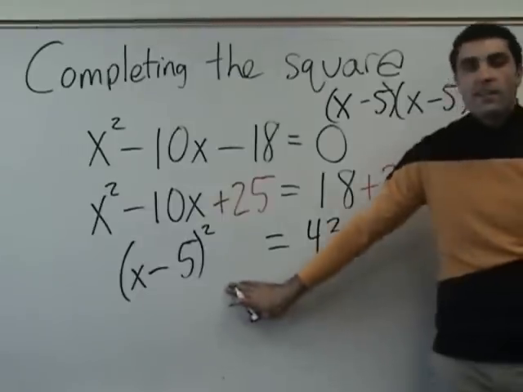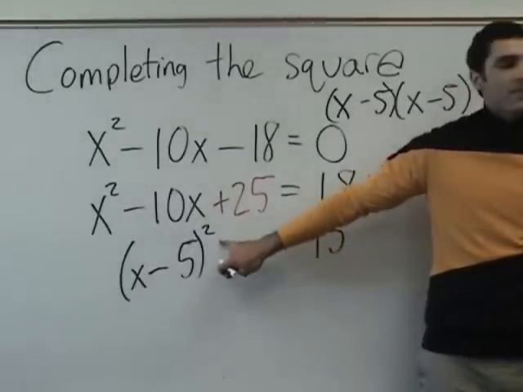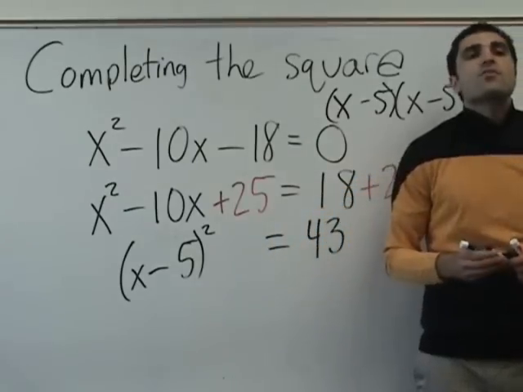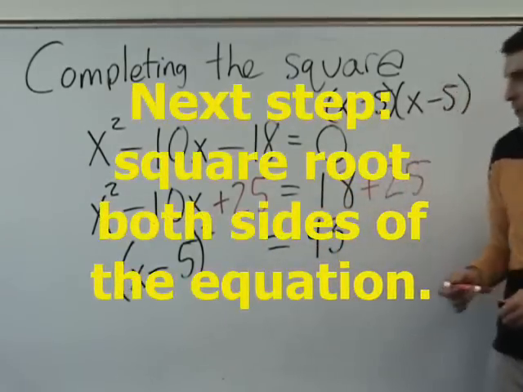Good. Now we're at this point. What do you do to both sides to maybe get rid of the squared? Square root both sides.